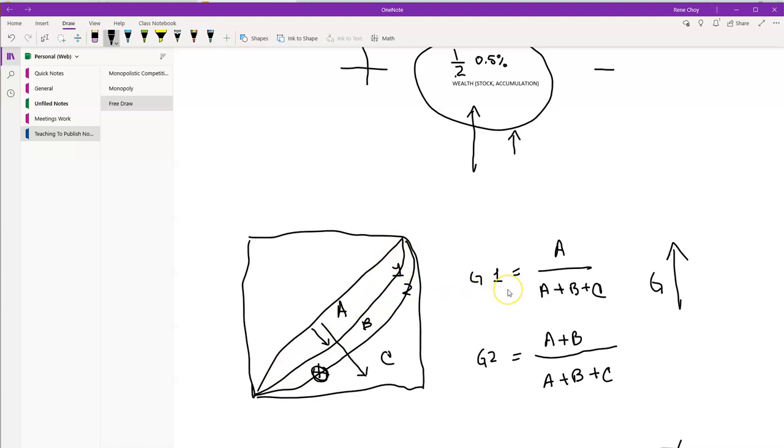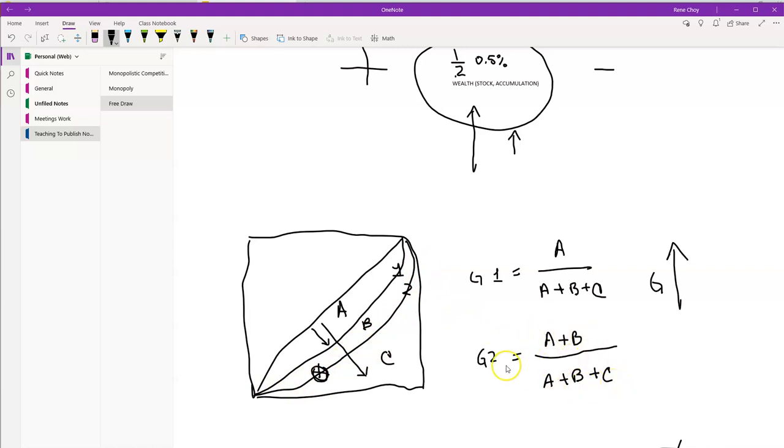If we were to calculate the Gini coefficient for line 1, the way you calculate it is you take the area of A, which is this area here, and divide it by the area of the entire triangle, which is A plus B plus C. To get the Gini coefficient for the second country, line 2, you have to add the area of A and the area of B to get the area between this line and the center line, and divide A plus B by A plus B plus C.